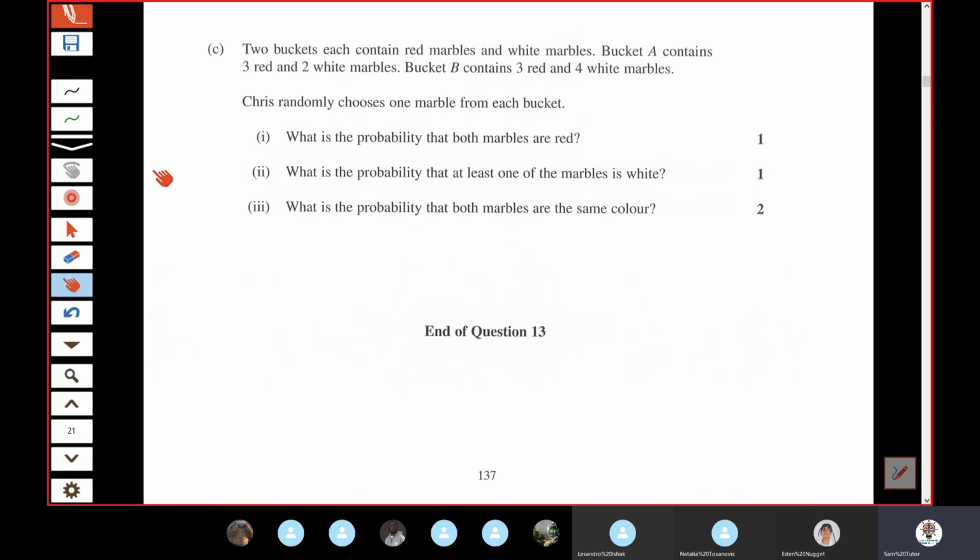I don't think you need to think like that again. You're not replacing. You're just picking out red here and red here. That's it.